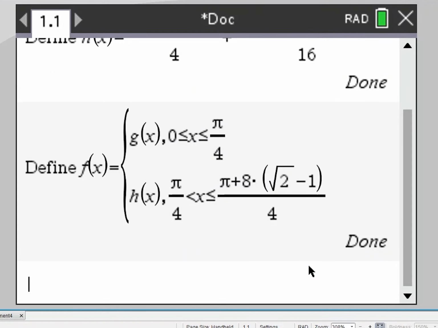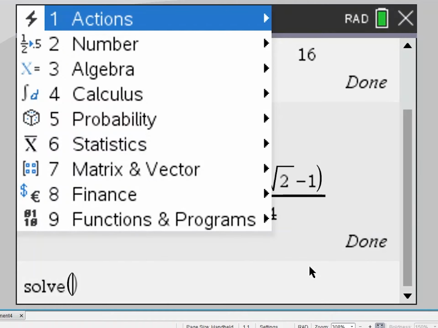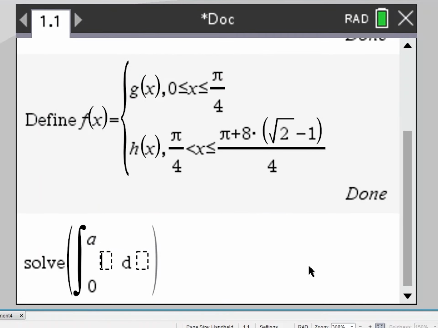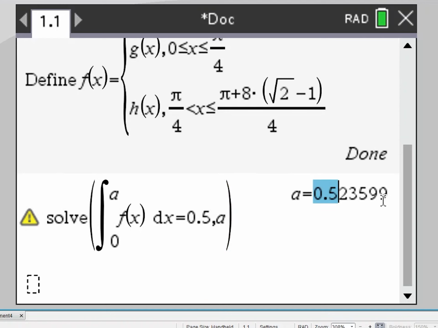So let's try using the piecewise function first, because it's the quickest way. Press menu 1, menu 3, 0 all the way to a, f of x dx equals 0.5, comma a. Press enter, control enter, and it will give you the value of a.